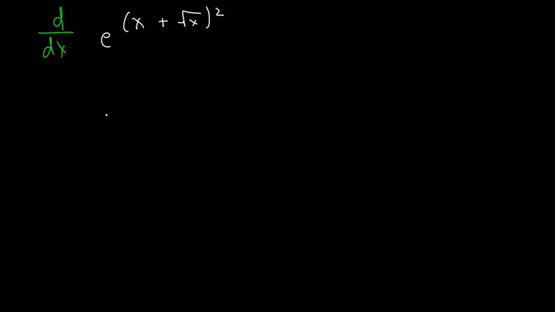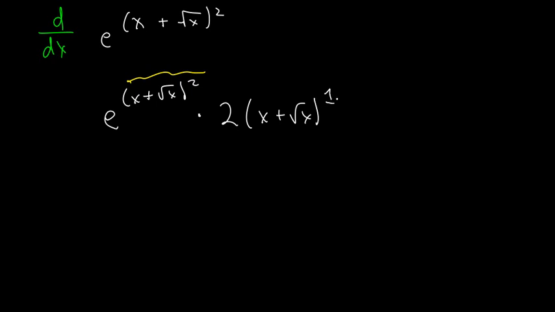So how are we going to do this? E to something squared, the derivative of that is going to be itself times, well, the chain of that. So what's the derivative of that? It's going to be 2 times x plus square root of x to the power 1. That's just the power rule for the thing in the exponent. But remember, there was something else there too, so let me just draw the chain. There's another chain that comes from what was inside the square. So the derivative of that is going to be 1 plus, well, the derivative of x to the 1/2 is 1/2 x to the minus 1/2.